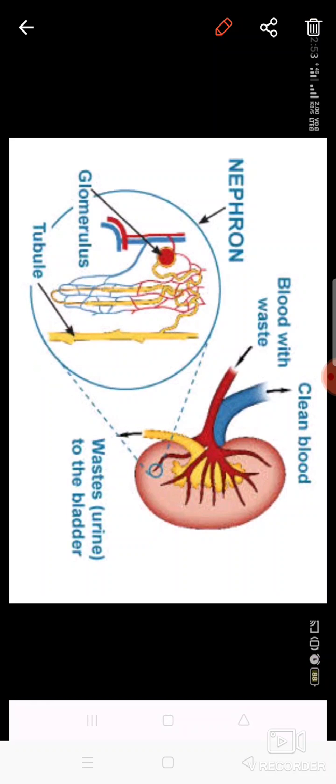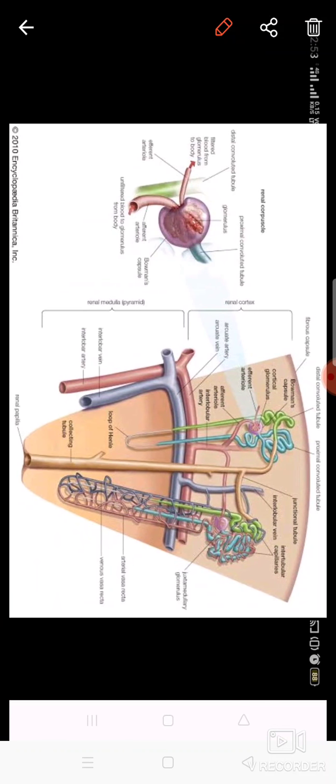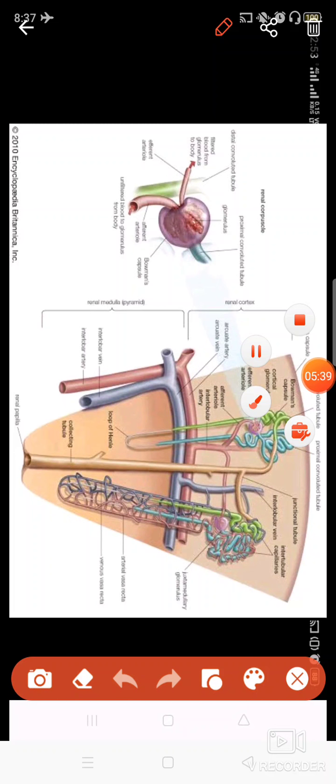Let me show you the diagram in a neat manner. See, in this way, these nephrons are arranged in the kidneys. Just to show you this, I have taken this diagram. This is the one that I was talking about.